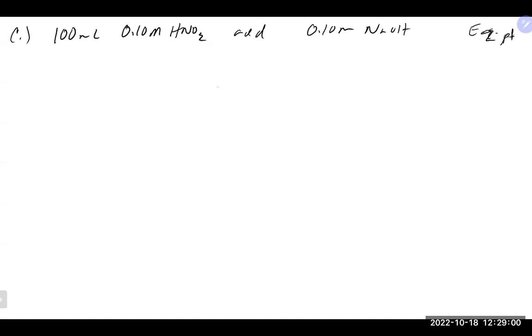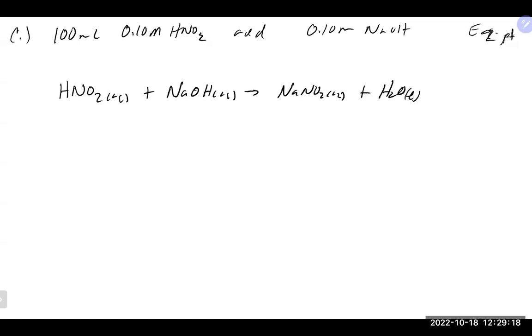So obviously in this case, we are going to have our reaction that's going to take place, which is our HNO2, our sodium hydroxide, still reacting the same way. Going to make our NaNO2 and our H2O, right? We obviously want to do this in moles. So once again here, we will get moles of this, which will be our 0.1 liters times our 0.1 moles per liter. That gets you our same number there, 0.01 moles.